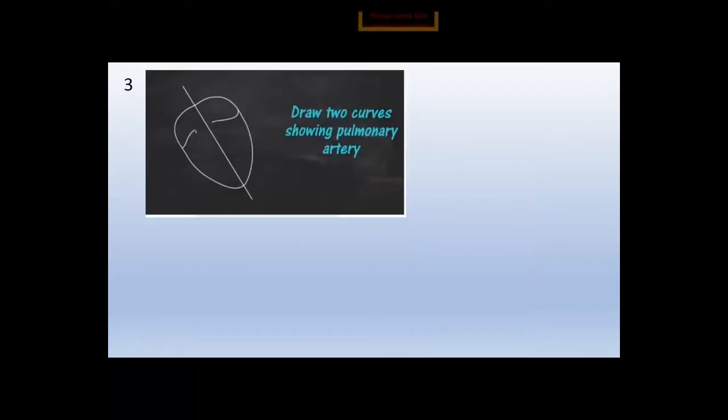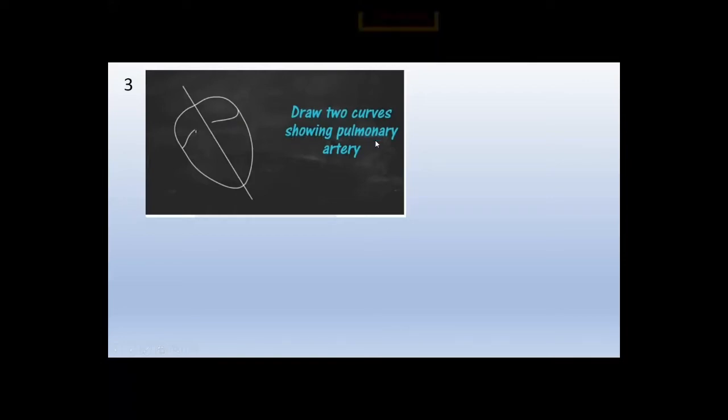And in the third step, you have to draw two curves showing the pulmonary artery. What is it? Look here. This is the starting step of the curves. From here, you have to draw two curve lines. This is the one curve and the second curve. But these curves are not complete right now.